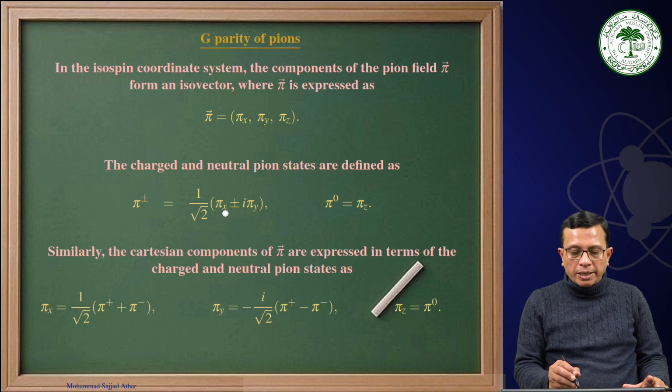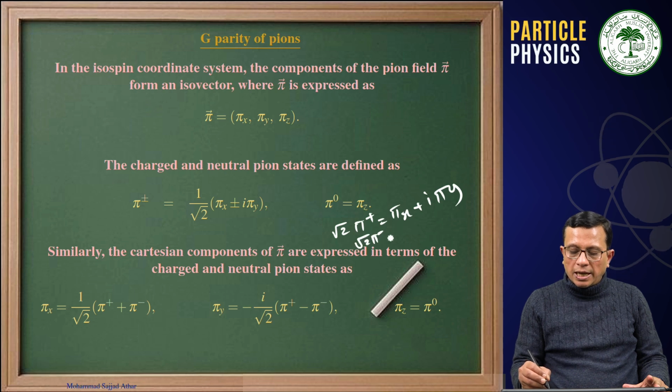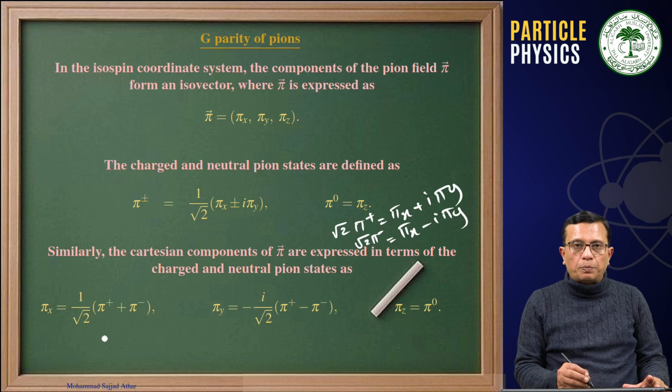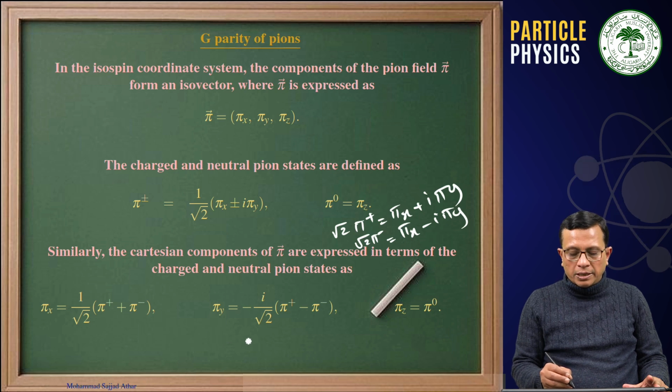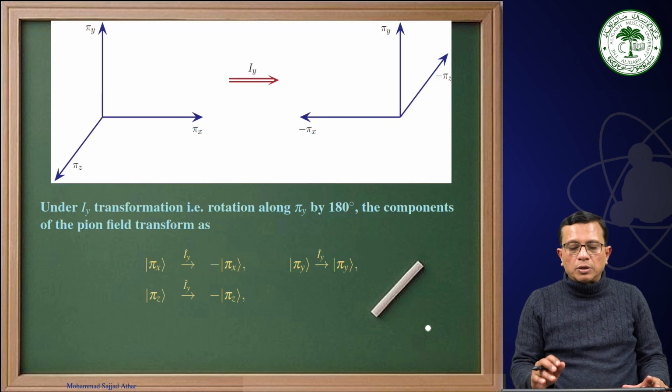Equivalently, I can write pi x as 1 by root 2 (pi plus plus pi minus), as root 2 pi plus is equal to pi x plus i pi y, and root 2 pi minus is pi x minus i pi y. You add them, you have pi x equal to 1 by root 2 (pi plus plus pi minus), and similarly when you subtract, pi y is equal to minus i by root 2 (pi plus minus pi minus), and pi z is the same as pi 0.